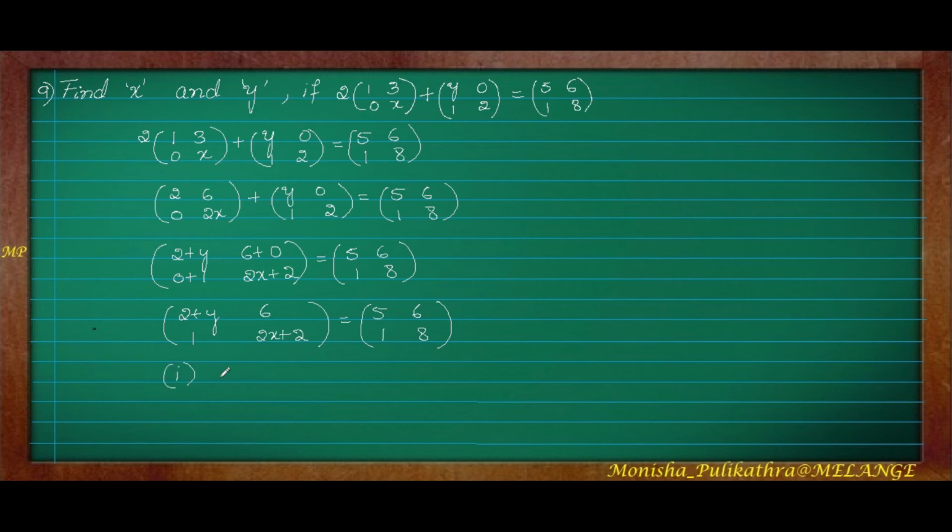First I will be equating 2 plus y is equal to 5. So 2 plus y is equal to 5, so y is equal to 5 minus 2. Therefore, the value of y is 3.